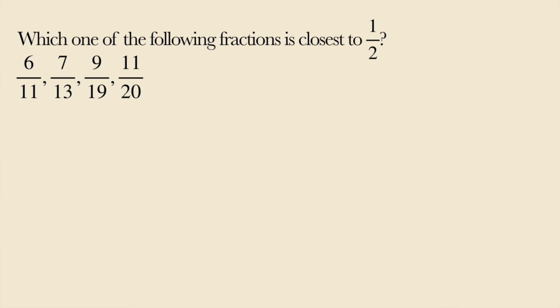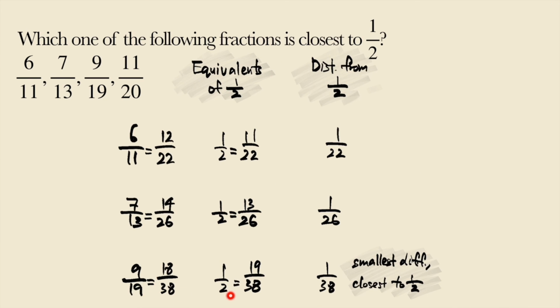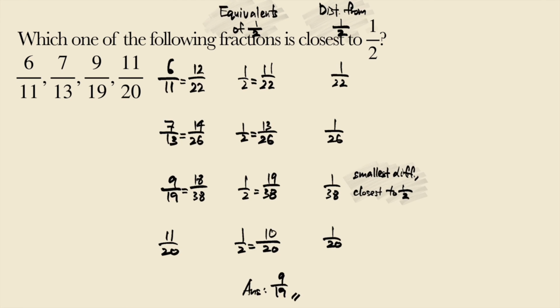Let's do the same for 9/19 compared to 1/2. Let's compare this to this. It's 1/38. Lastly, we've got 11/20 compared to 1/2. How about turn this to 10/20? So the difference is 1/20. Okay, which one is closest to 1/2? The one with the smallest difference. And this is the one with the smallest difference. Therefore, the original fraction is 9/19.